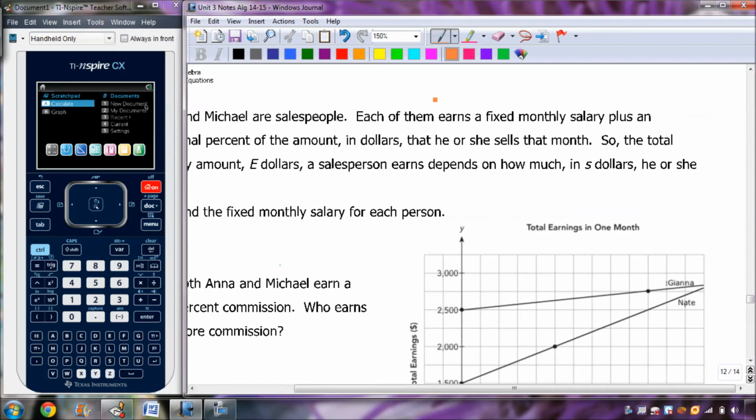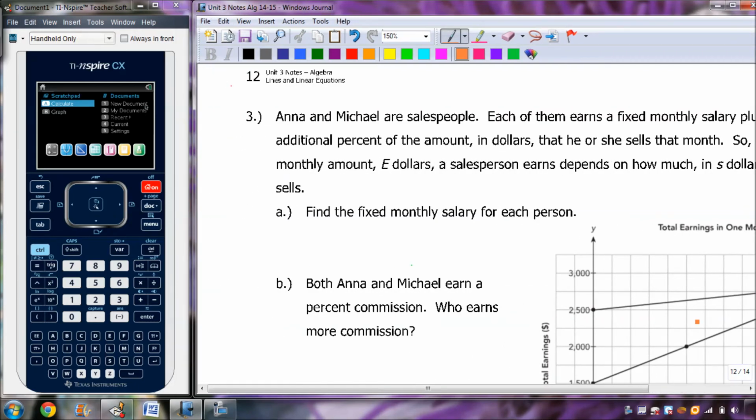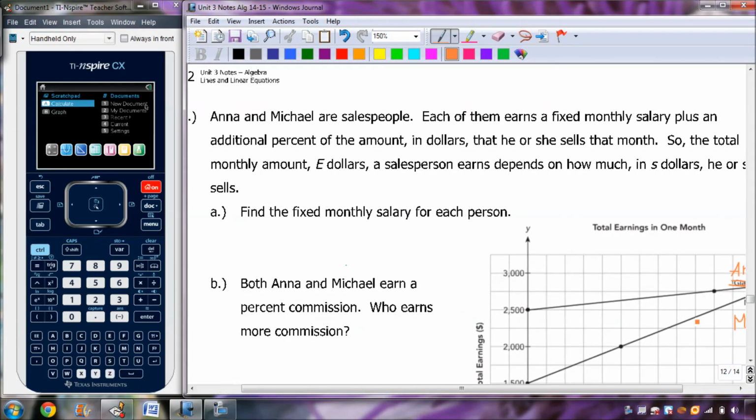Well, first of all, let's fix these names. This should be Anna. And then this one should be Michael. Okay? So how do I figure out what the fixed monthly salary is? Well, first of all, it says each of them earns a fixed monthly salary. So it's the initial amount that they get paid to begin with. So we can say that Anna's initial amount was $2,500. Okay, that's how much she gets paid at the beginning of the month.